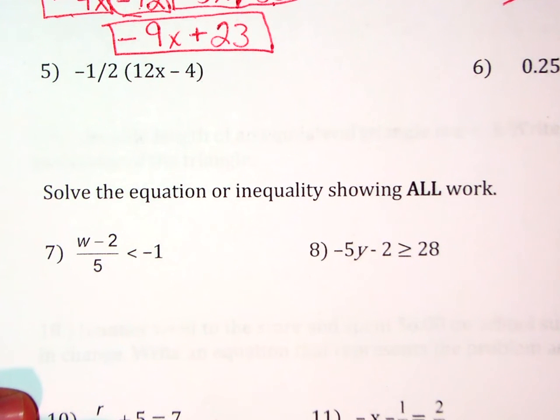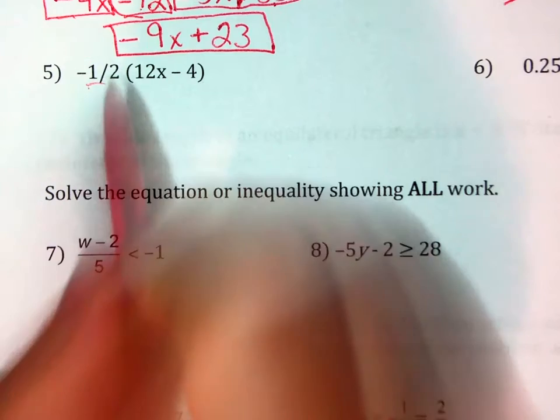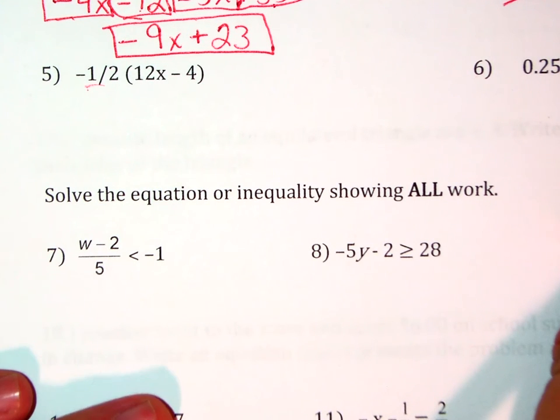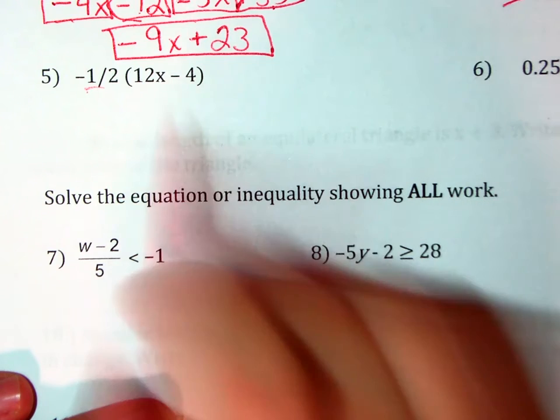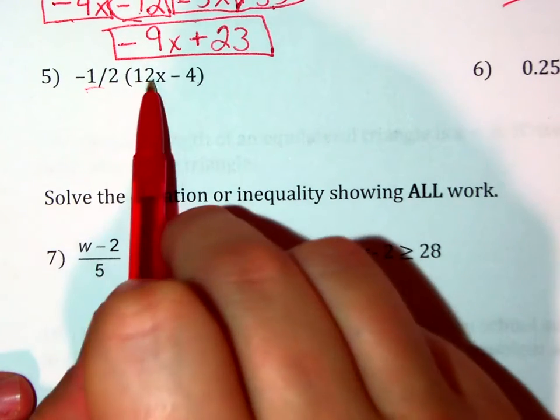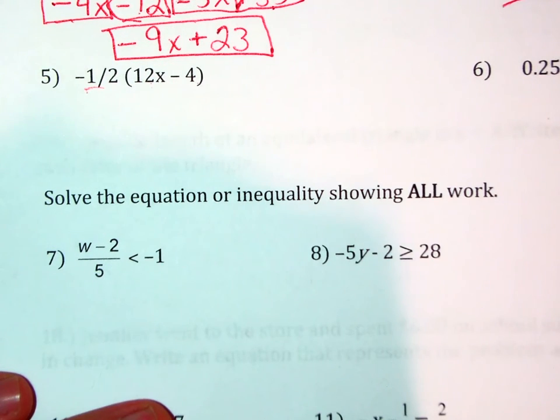Number 5, now we're multiplying, distributing, but we're multiplying by a fraction. So I want to be very careful to make sure that I distribute that -1/2 to both terms inside the parentheses without making any mistakes. Now 1/2 is a very simple fraction to multiply by, because I know I'm going to take whatever's in the middle here and divide it by 2.